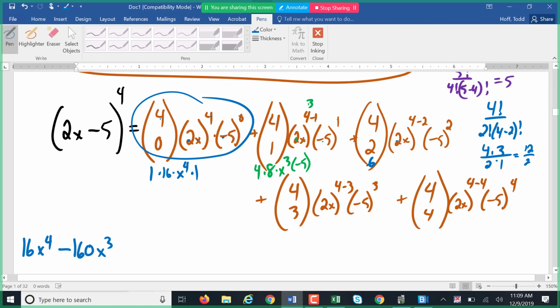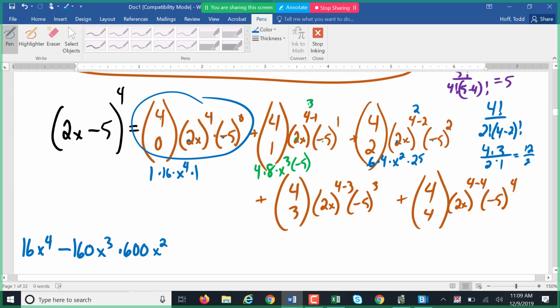2x to the power of 4 minus 2. Well, 4 minus 2 is 2. So 2 squared is 4. X squared is just x squared. Negative 5 squared is a positive 25. Remember, when you square a negative or a negative to any even power, it's a positive number. So 6 times 4 is 24, times 25 is 600 x squared.